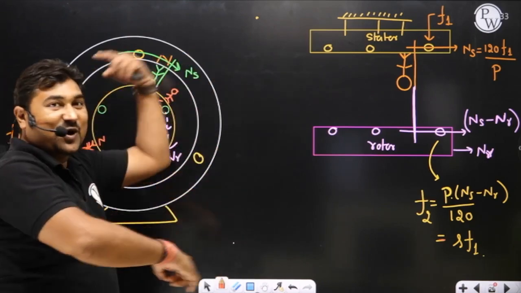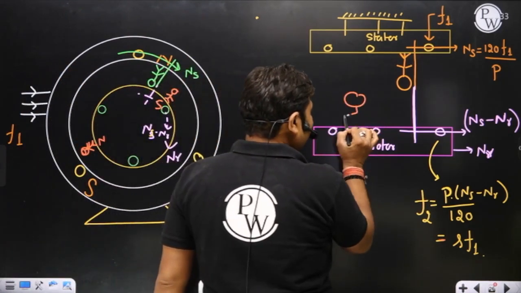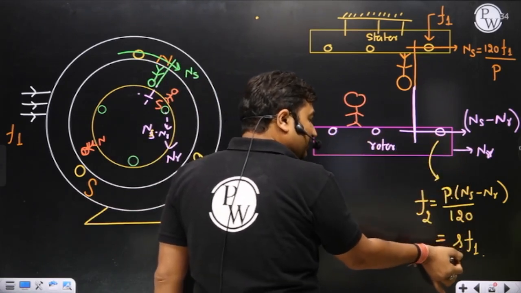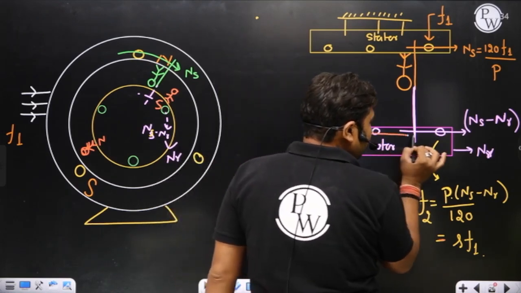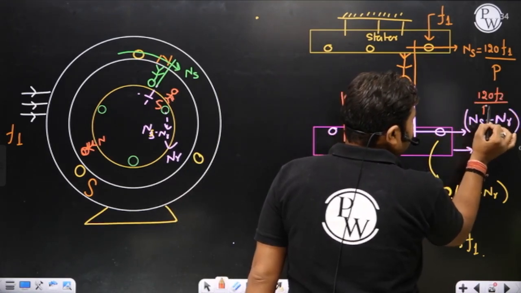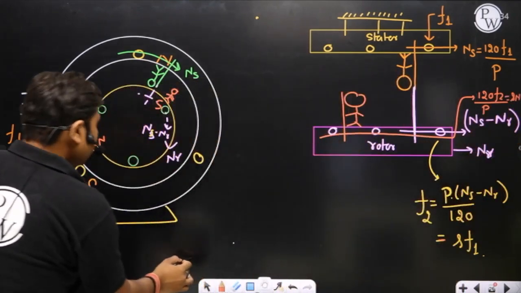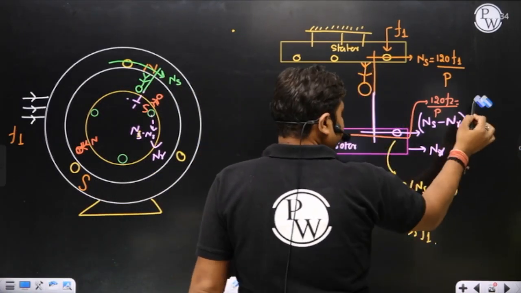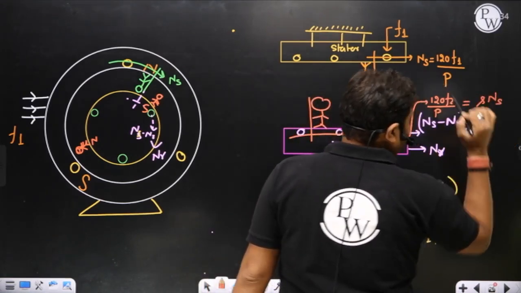The rotor field is rotating onto the rotor body at a speed of, please see, the frequency of current in the rotor winding is F2. So the rotor creates a field which is rotating onto the rotor body at a speed of 120 F2 by P. That is nothing but S Ns only. Is it okay? Are you able to understand this? Because the current flowing in the rotor winding has frequency F2.